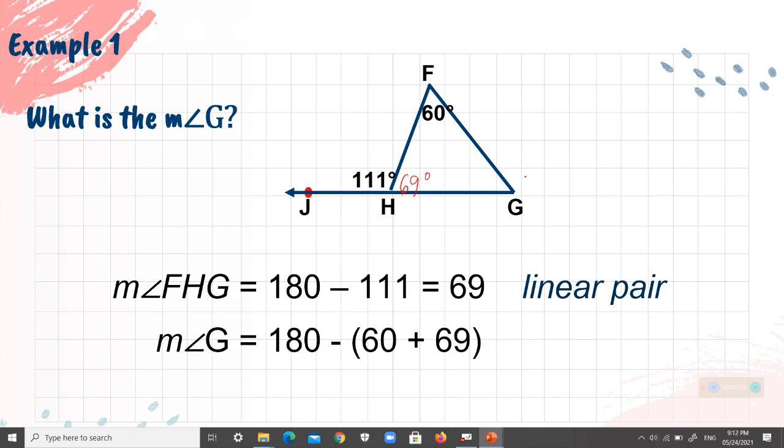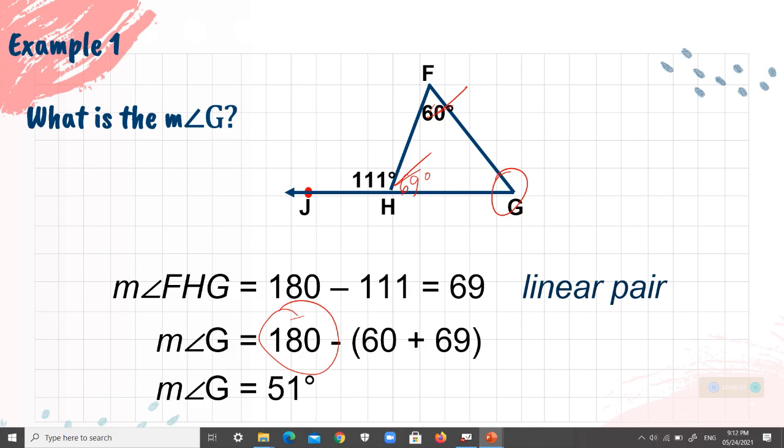To find the measure of angle G here, we have 180 minus the sum of 60 and 69 degrees. Why? Because we have a triangle, and we all know that the sum of the measures of the three angles of a triangle is equal to 180. So you have to subtract the sum of these two angles from 180 to find the measure of angle G. That's why we obtain 51 degrees.